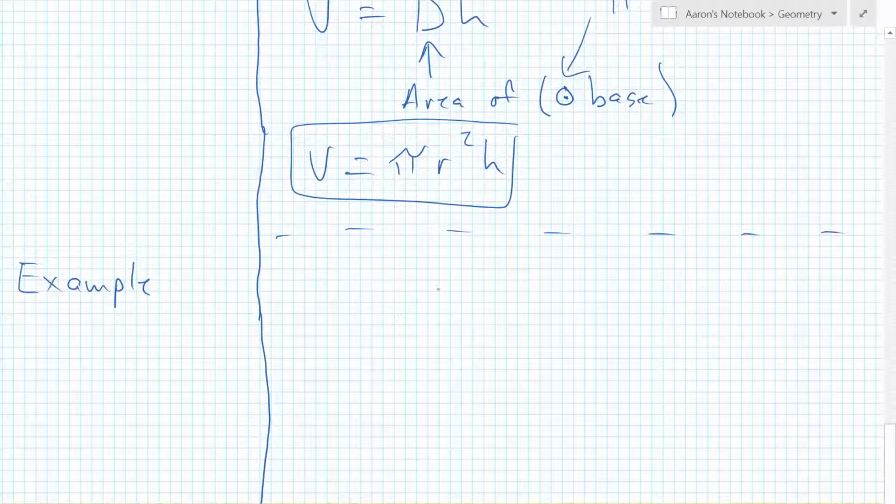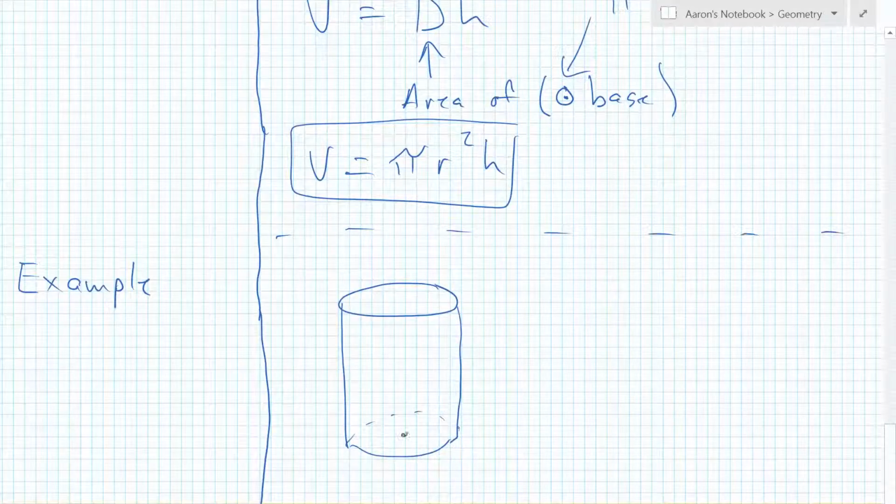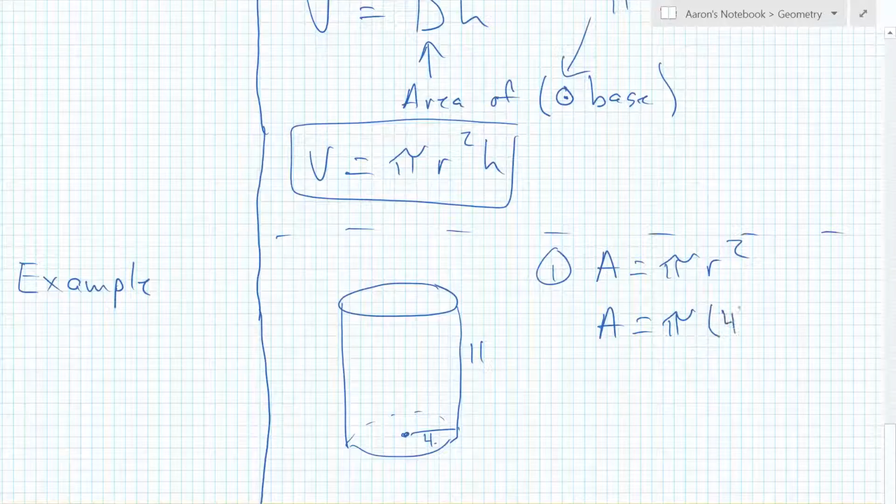So we've got a cylinder like this, with a radius of 4 and a height of 11. 1, find the area of the base, pi r squared. We know r in this case is 4. Area equals pi times 4 squared. Area equals 16 pi units squared. Remember, we keep saying, leave things in terms of pi, life will get easy.